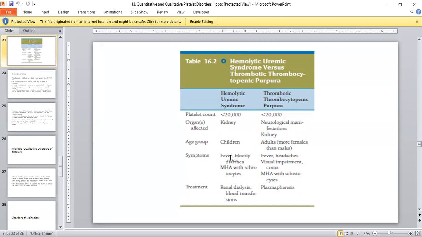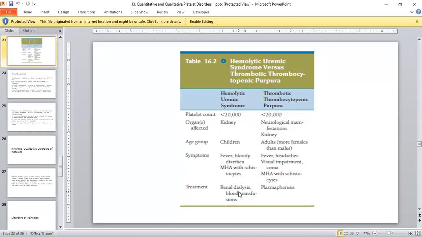Symptoms are similar. You will have fever, but for HUS, there will be a lot of bloody diarrhea. The feces can actually be completely red. For TTP, because of the neurological manifestations, you can also have visual impairments. Both of them present with schistocytes in the blood once you do the PBF, peripheral blood film.